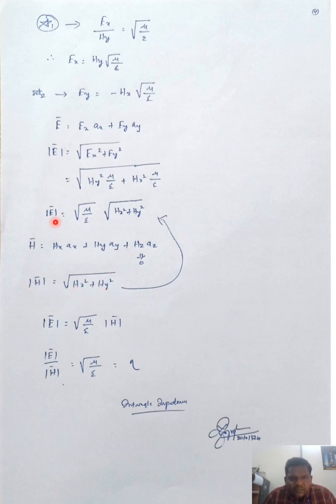We are replacing the square root of Hx square plus Hy square with this equivalent value, the modulus of the H vector, in the E vector formula. So the modulus of E vector is going to be replaced as square root of mu by epsilon into modulus of H vector. By taking the H vector from the right hand side to the left hand side, we take the ratio of the modulus of E vector by H vector, which is equal to square root of mu by epsilon. This is nothing but the required intrinsic impedance or characteristic impedance eta. This is the required relation between the electric and magnetic field intensities in the background of a uniform plane wave traveling in any medium.